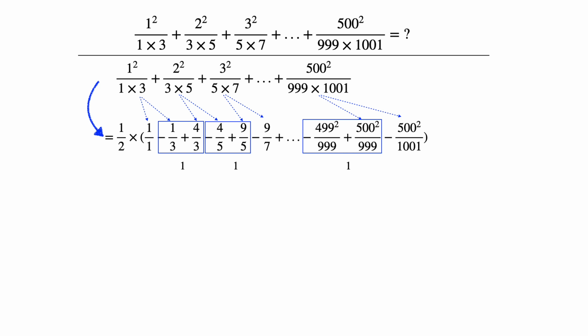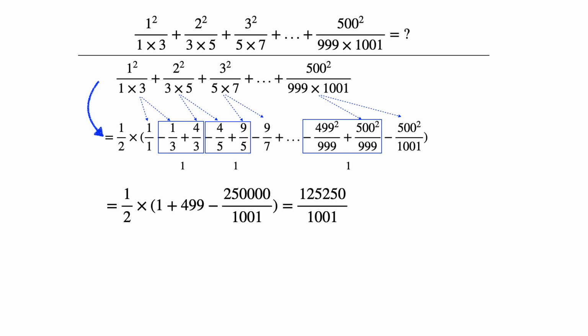So this will leave us with the first one inside the bracket, plus 499 groups that will equal 499, and then minus the last term of 500 squared over 1001. So this should be pretty simple for you guys.